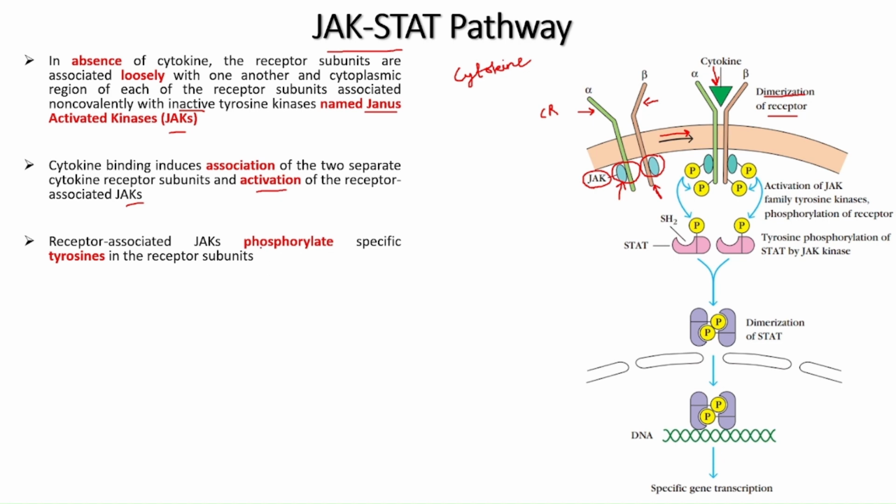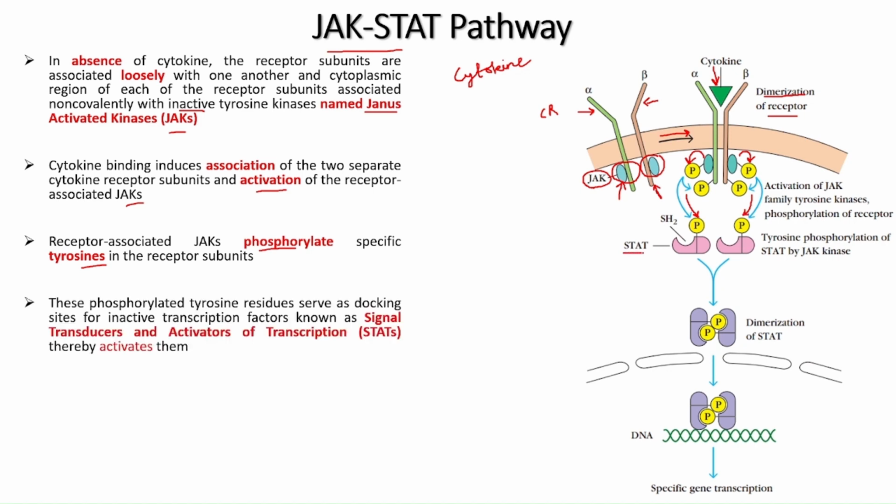Okay, so what happens next? This receptor associated JAKs phosphorylate specific tyrosines in the receptor subunits. So these JAKs are basically tyrosine kinases. Tyrosine kinases means these activate the tyrosine molecules. So what happens? These JAKs in turn activate the phosphate groups present in the receptor subunits, which go and bind and activate a second molecule, which is known as STAT.